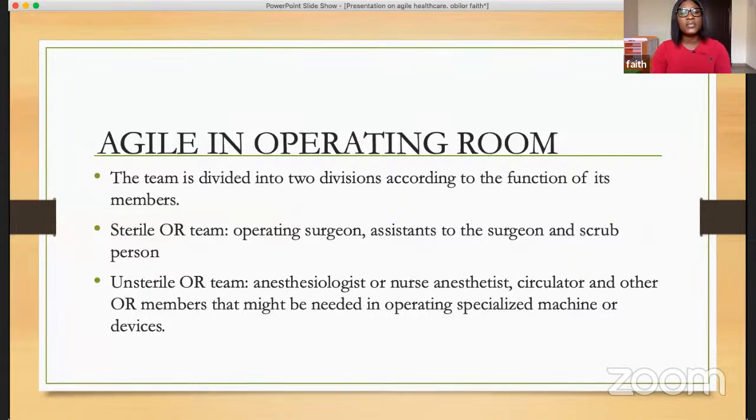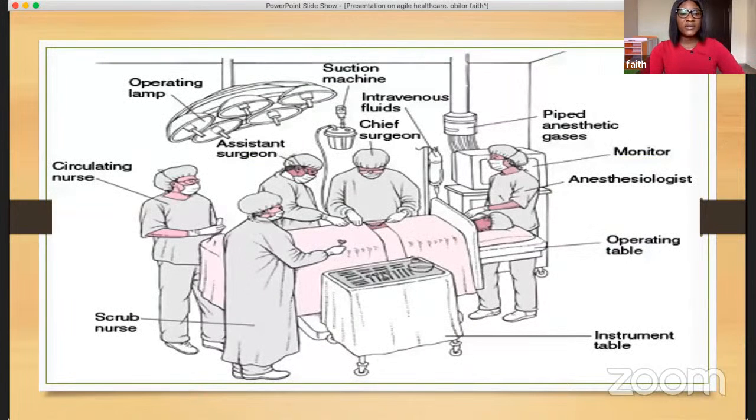individuals that form this team, which is the sterile OR routine and the unsterile OR routine. For the sterile OR routine, we have the operating surgeon, the assistant surgeon, and the scrub person, which can be the nurse. And we have the anesthesiologist or nurse anesthetist. We have the circulator, and we have the members that make up this operating team. So I'll be moving on. This is the diagram basically.